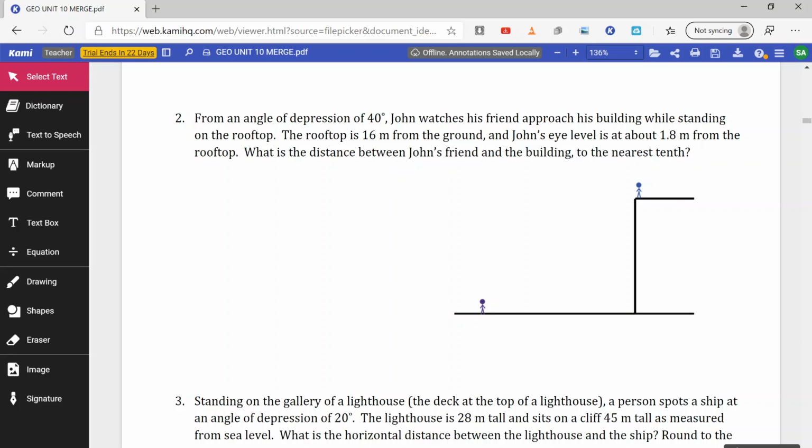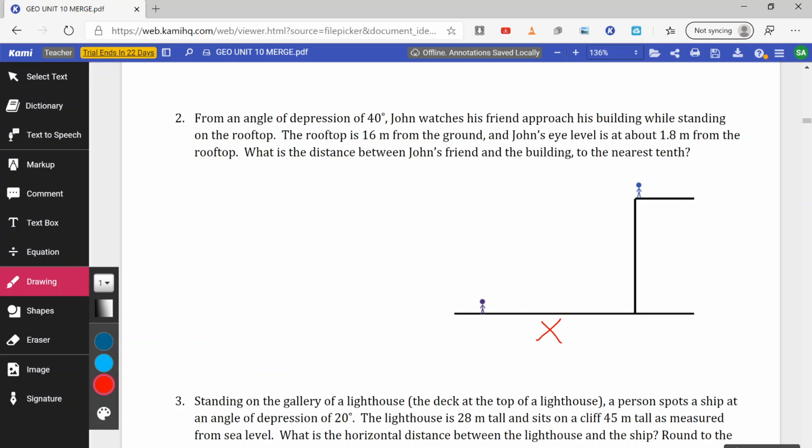So again, we have to do some markups. John's friend down here to the building is our unknown. There's our x. We're told the ground to the rooftop is 16 meters. And we are told John's eye level is about 1.8 meters from the rooftop. So from the ground to John's eyesight, the full way down is going to be 17.8 meters.